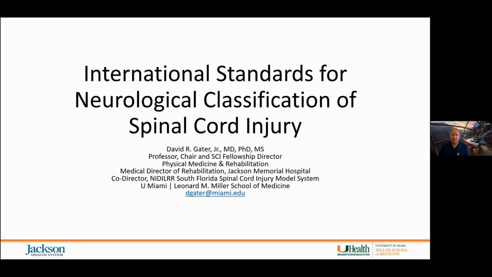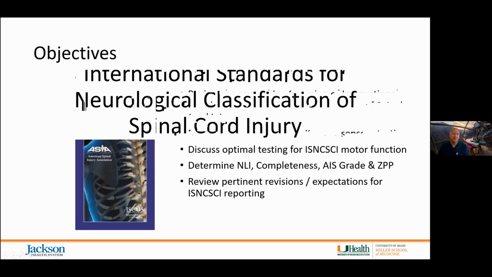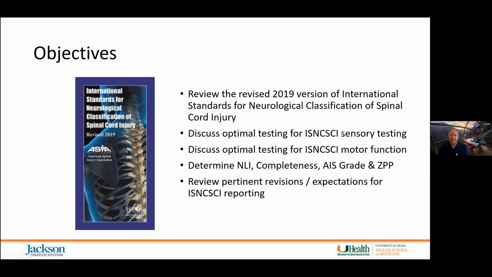And so hopefully I can get control moving forward. We'll talk through the revised version of the standards, talk about optimal testing, both for the sensory as well as the motor function. We will run through how to determine the neurological level of injury, the completeness of the spinal cord injury, the ASIA impairment scale, and that'll include both the grade as well as zone of partial preservation, and then talk about pertinent revisions and expectations for ISNCSCI reporting.